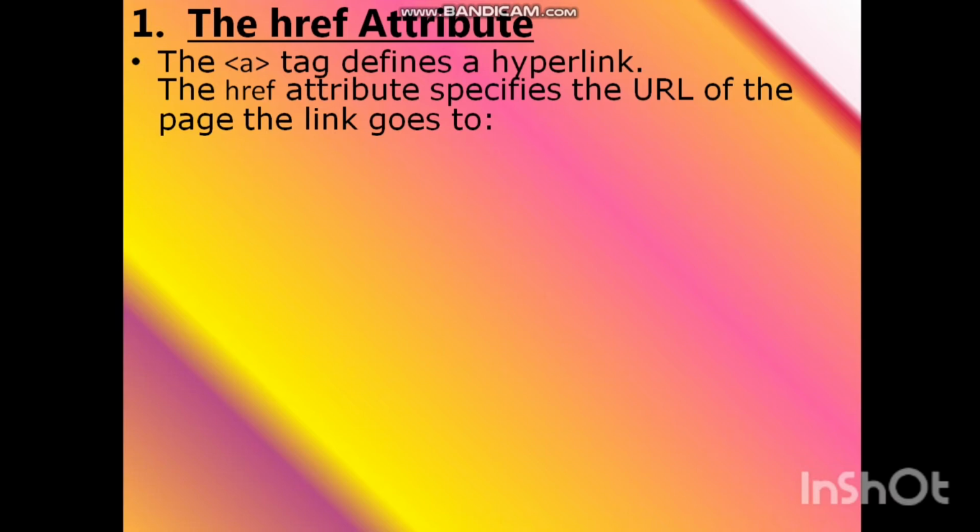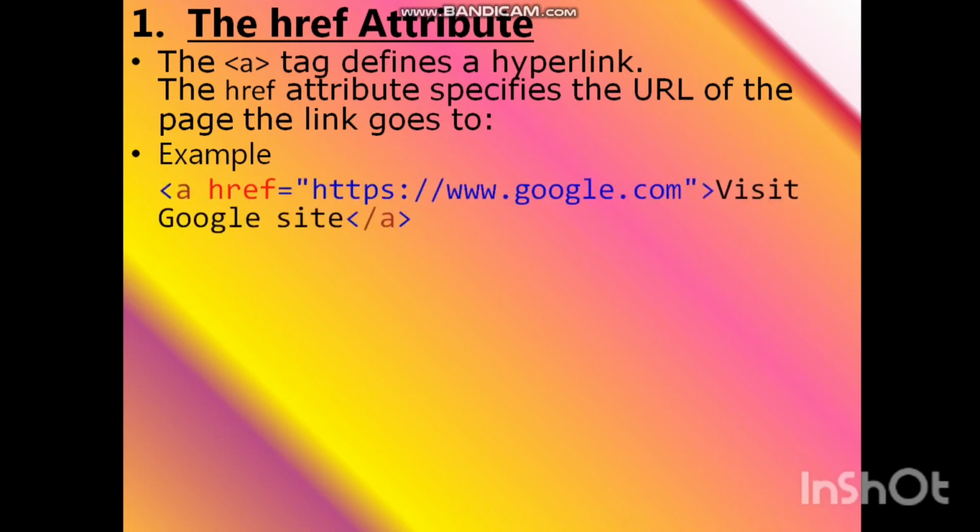The a tag defines a hyperlink. The href attribute defines the URL of the page the link goes to. For example, a href is equal to https://www.google.com, visit Google, closing a tag. Here, the text visit Google will be shown on our website page, and when the user clicks that text, they will be shown the page of https://www.google.com, the Google search engine.